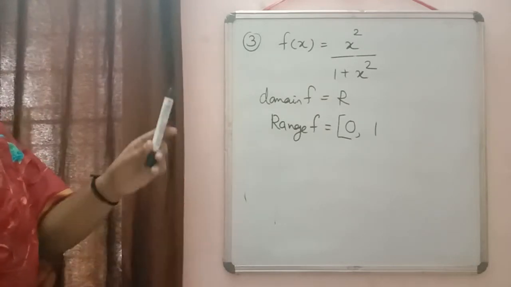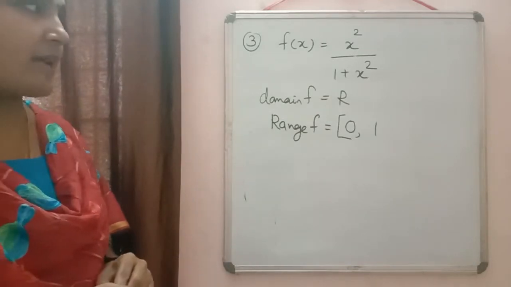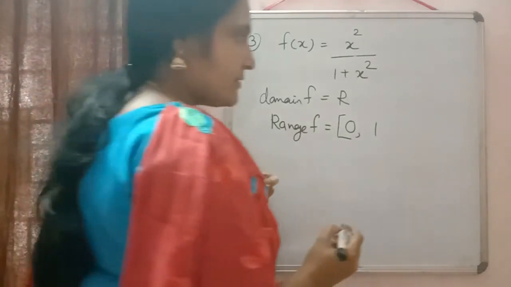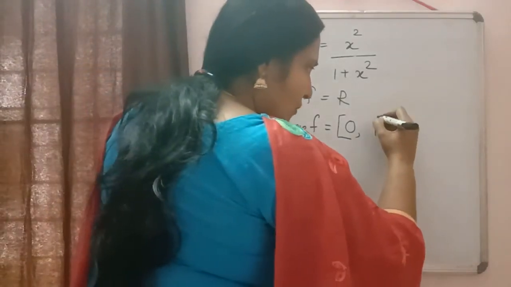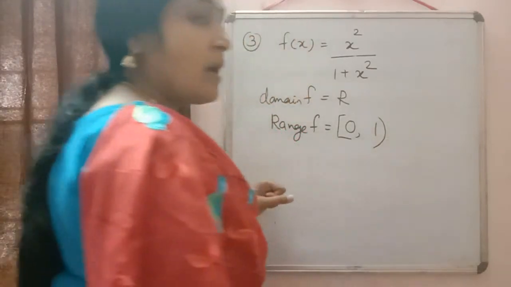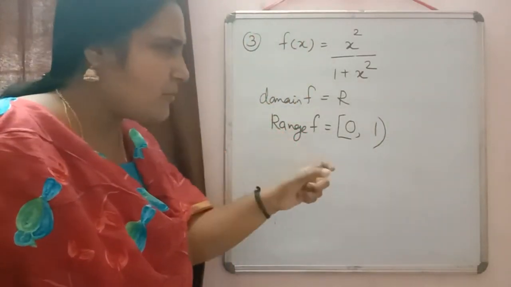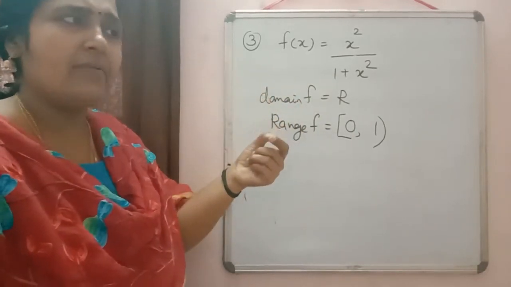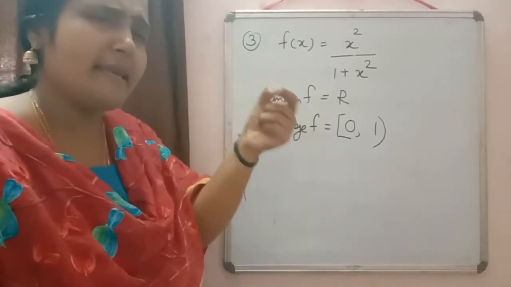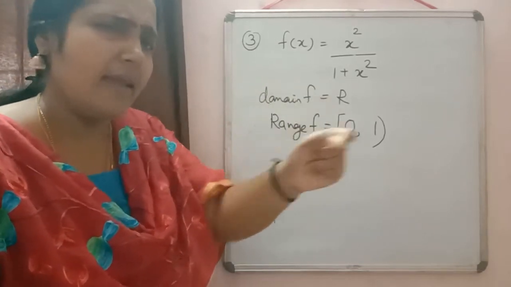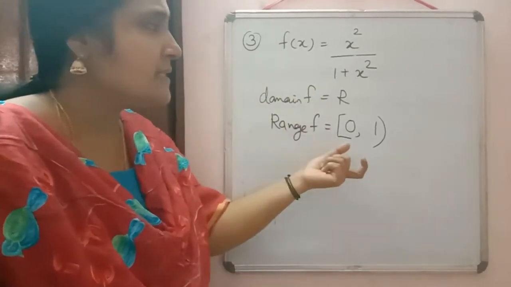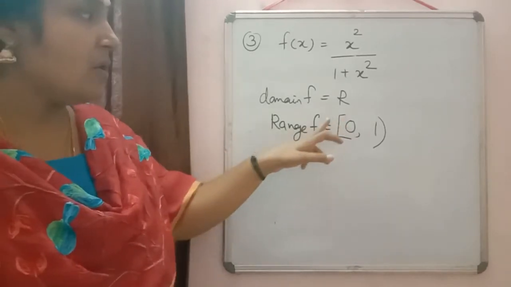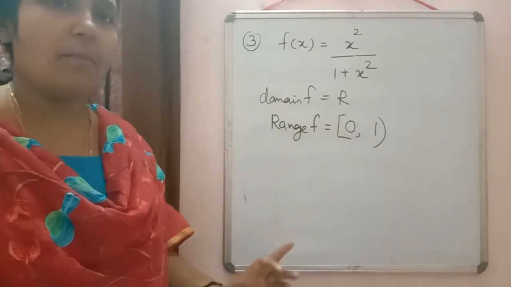The value is always coming a proper fraction, and a proper fraction is always less than 1. So it will not take the value 1. So what will we write here? Closed bracket. Except 1, it can take any other value which is slightly less than 1. It can take the value 0.99998, or any other value slightly less than 1. So the range will be equal to the closed interval [0, 1).